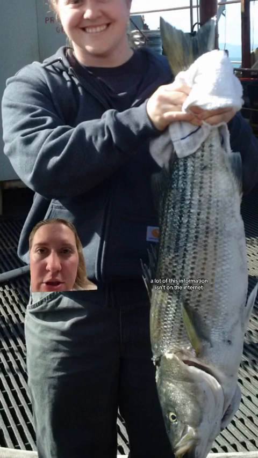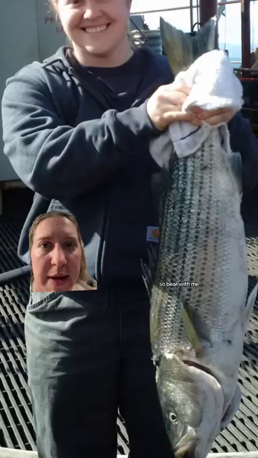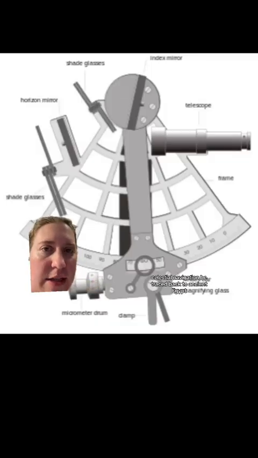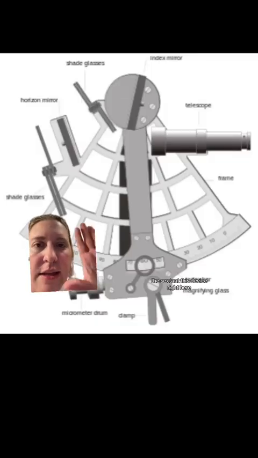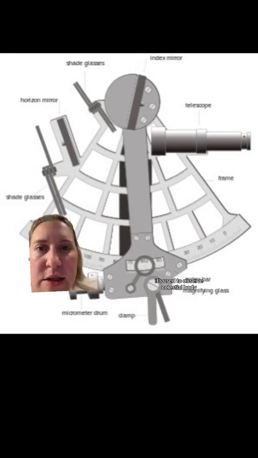A lot of this information isn't on the internet, but I'm going to provide a very simple overview. There's a lot to it, so bear with me. Celestial navigation can be traced back to ancient Egypt. The sextant, this device right here, has been in some way implemented or used since the mid-1700s. It's used to observe celestial bodies.